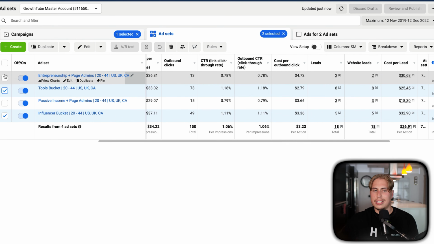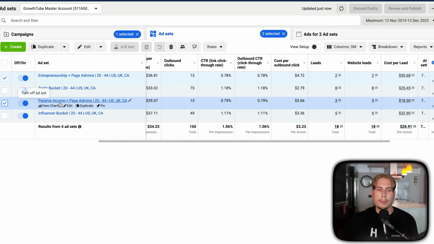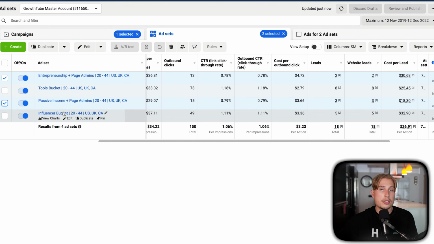And then I just went for 2 broadish ones. So I went for pretty much anyone in the US, UK, or Canada who is a page admin and is also interested in entrepreneurship, which is, again, a massive audience. And then over here, I went for passive income and page admins. So I was filtering down by page admins, because if you are a business owner, you obviously have a Facebook page. Otherwise, you wouldn't be on Facebook, especially in the info world.